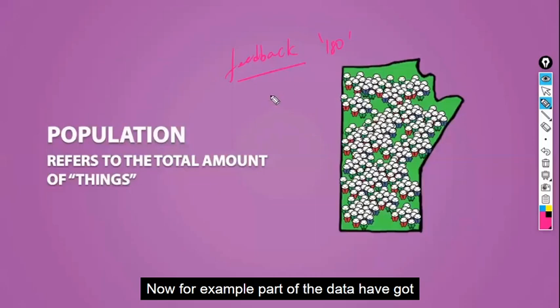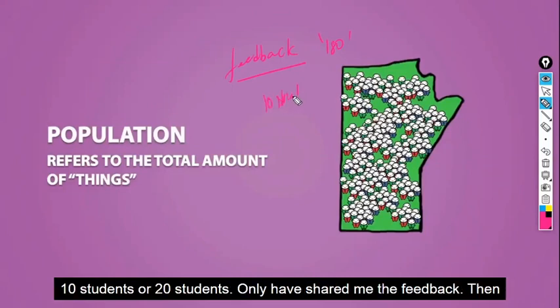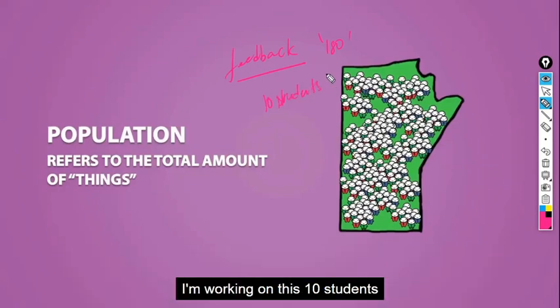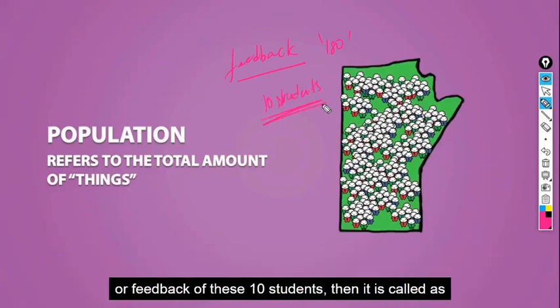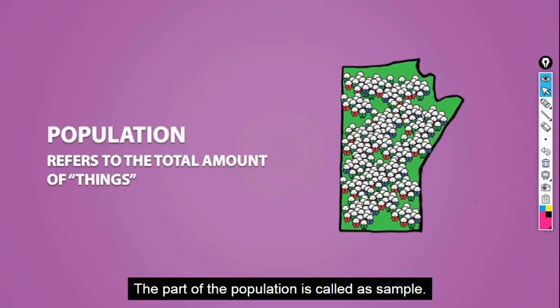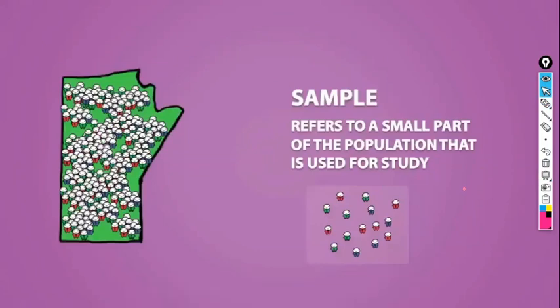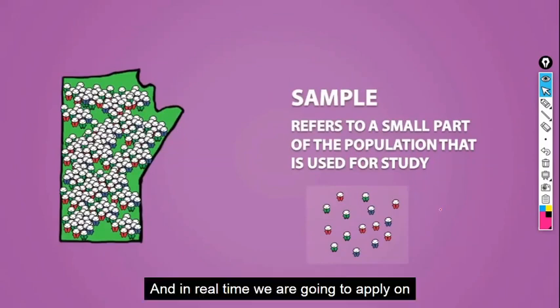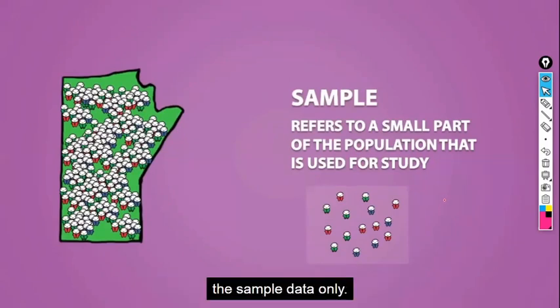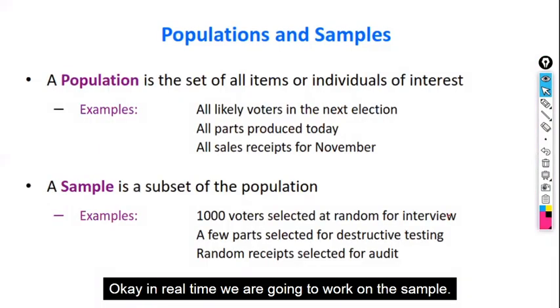Now, for example, I have got only part of the data. Only part of the data has given me feedback, means only 10 students or 20 students have shared the feedback. Then I'm working on the feedback of these 10 students, and it is called sample analysis. The part of the population is called a sample. Sample is nothing but part of the population. And in real time, we are going to apply on the sample data only. In real time, we are going to work on the sample.